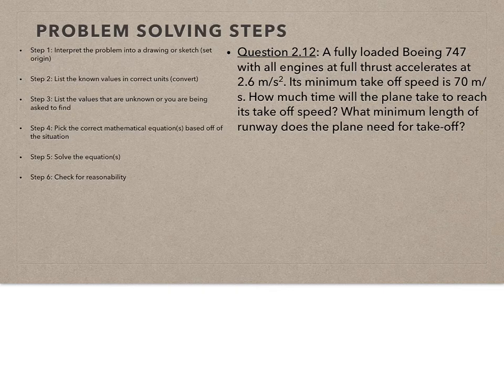A fully loaded Boeing 747 with all its engines at full thrust accelerates at 2.6 meters per second squared, and minimum takeoff speed is 70 meters per second. How much time will the plane take to reach its takeoff speed? What minimum length of runway does the plane need for takeoff? So let's interpret. First, the easiest thing to do is just go through and grab numbers. What numbers can we grab? 2.6 meters per second squared, 70 meters per second, and that's it. But remember, I have to give you 3 things. So let's see.